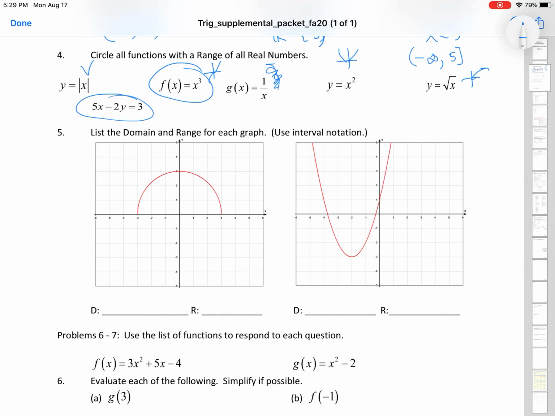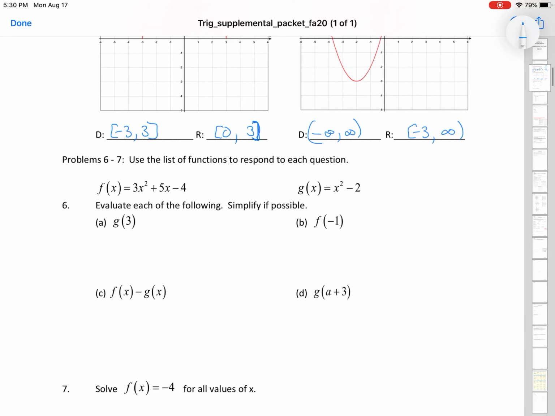List the domain and range for each graph. So as we look at this half circle, we see that its domain is from -3 to 3. Those are the values they're plugging in. Its range is from 0, which is achieved twice, both at -3 and 3, all the way up to 3. Oh, and it's including that 3. So that looks good. Domain here is negative infinity to infinity, but the range is from -3 all the way up.